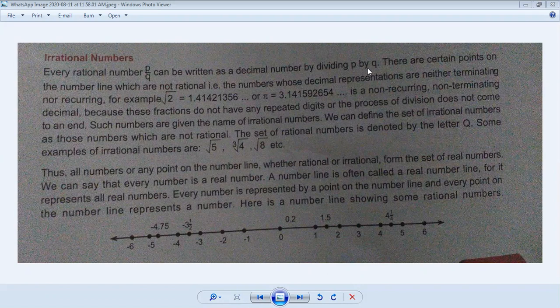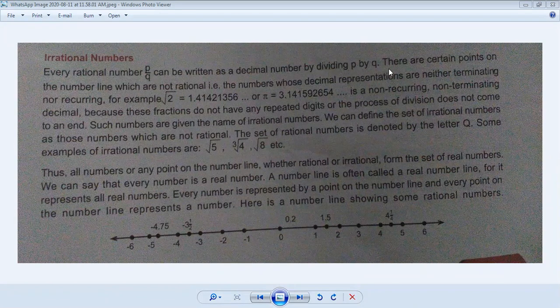For example, as we have seen, if you have a fraction, say 7 upon 3, you can represent this fraction in the form of decimal. How will you represent it in decimal? By dividing 7 by 3. 7 is the numerator, 3 is the denominator, so you can write the fraction as a decimal number by dividing 7 by 3. So it is saying that every rational number can also be written as a decimal number.